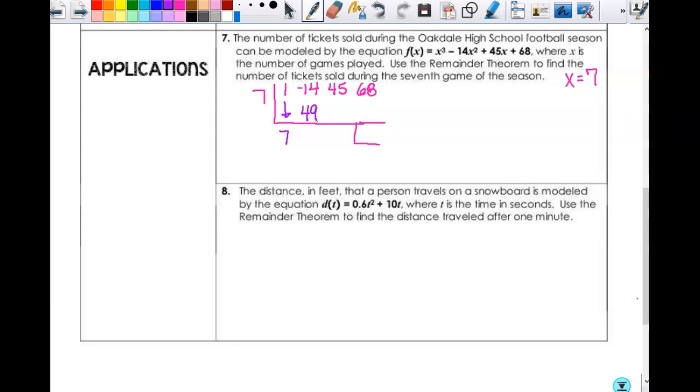What am I doing? I am doing that wrong. I brought a 7 down. Oh my goodness, I'm making stuff up. Okay.